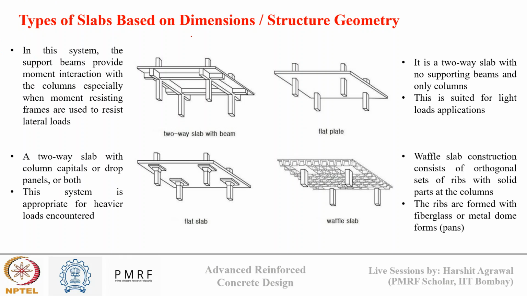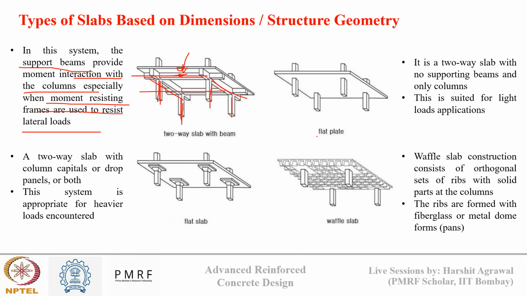First, in the beam connected two-way slab system, the support beams provide the moment interaction with columns, especially when moment resisting frames are used to resist the lateral load. So you can see there is slab, there is beam, and then there is column. So load is transferred from slabs to beams along both the directions, and then from beams the load transfers to columns. So these are beam supported two-way slabs.